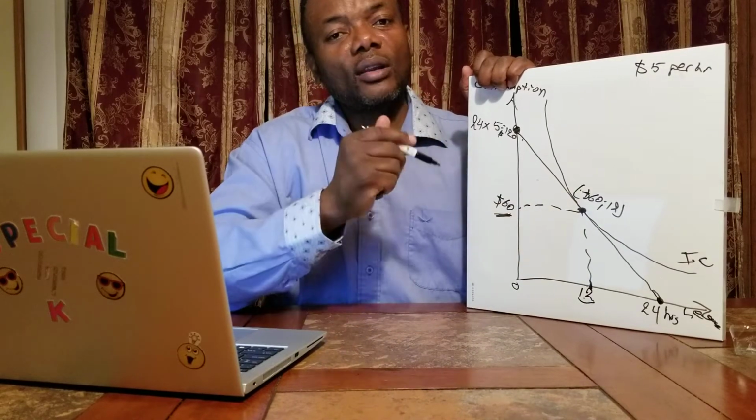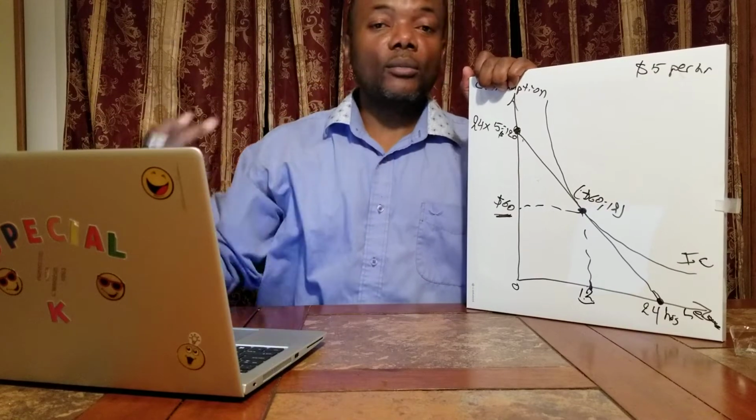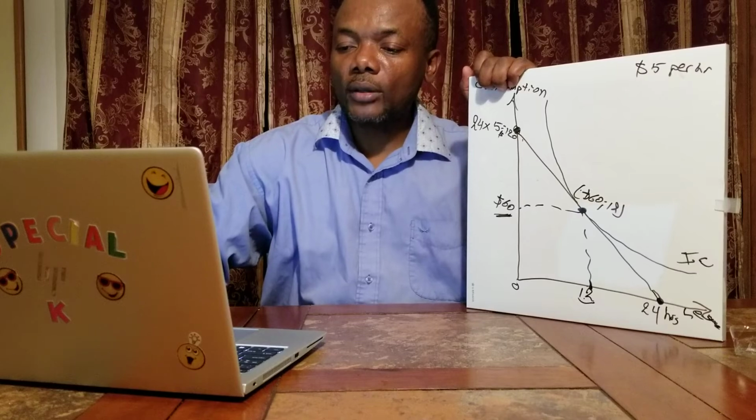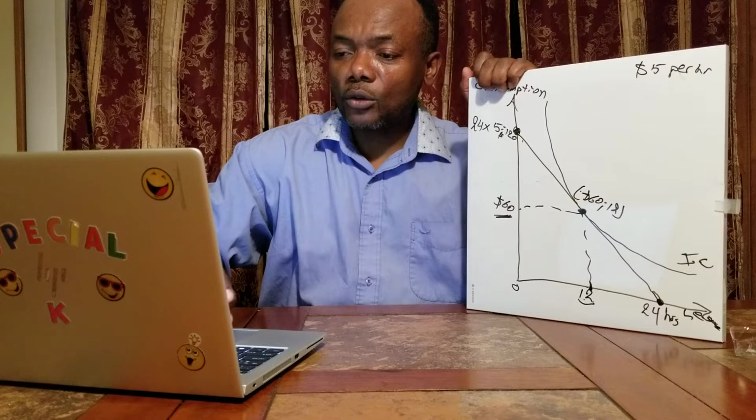A couple of things can happen. Your income can go up or your income can go down. And I believe in the assignment, your income went down. Okay, I'm not going to do the assignment on your behalf.